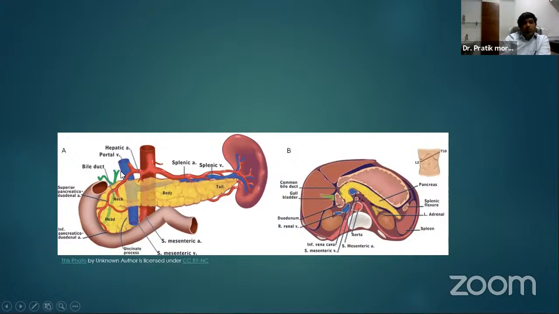See, this is the abdominal aorta, and this is the celiac trunk. You can see the celiac trunk giving away the celiac artery. This one going from here is the hepatic artery, then this is the splenic artery. These two are the major arteries. So you can understand.